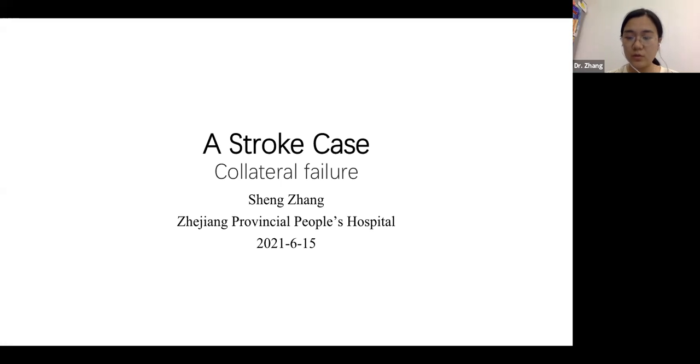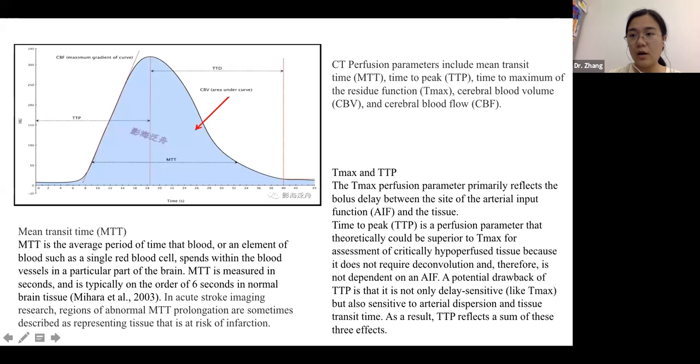Good morning, everyone. Today, I would like to share a stroke case with you. It's a case about collateral failure. Before I start this topic, I would like to share something basic about perfusion imaging.